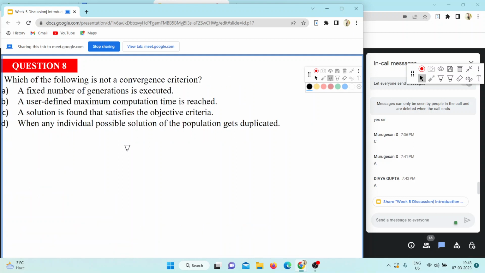Okay, so this is your 8th question. Which of the following is not a convergence criteria? A is a fixed number of generations is executed. B is a user defined maximum computation time is reached. C is a solution is found that satisfies the objective criteria. And D is when any individual possible solution of the population gets duplicated. So any guesses for this question?